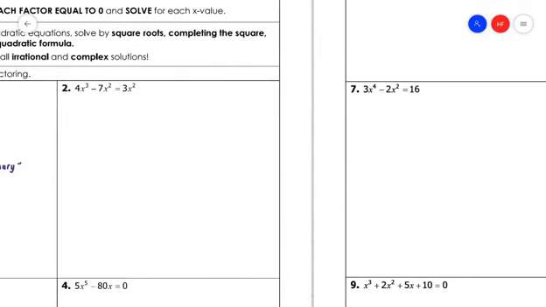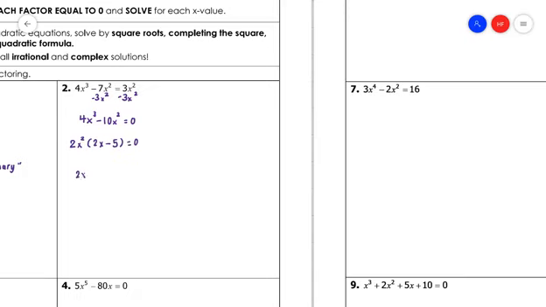Now on number 2, we want to make sure that all of our variables are on one side and then it equals 0. So I'm going to move this 3x squared over. So I have 4x cubed minus 10x squared equals 0. 4 and 10 have 2 in common, and x squared and x cubed have x squared in common. So I'm left with 2x minus 5.